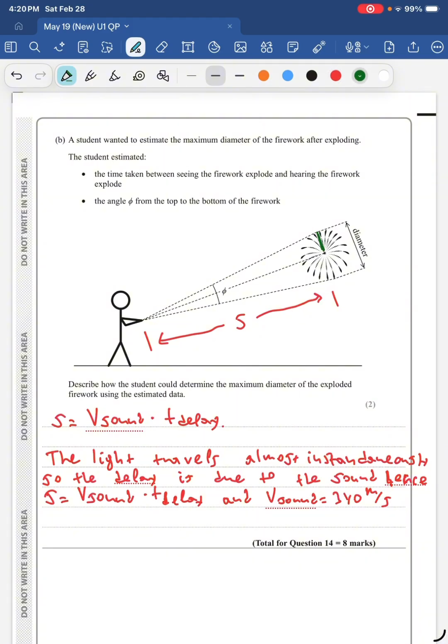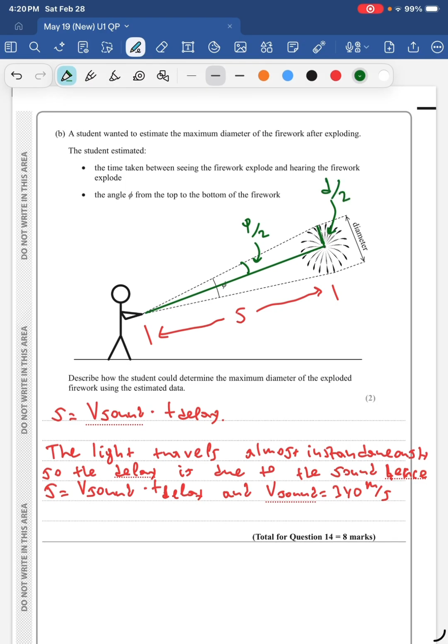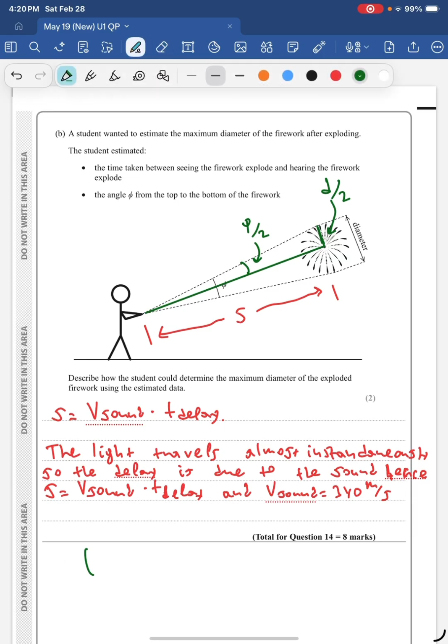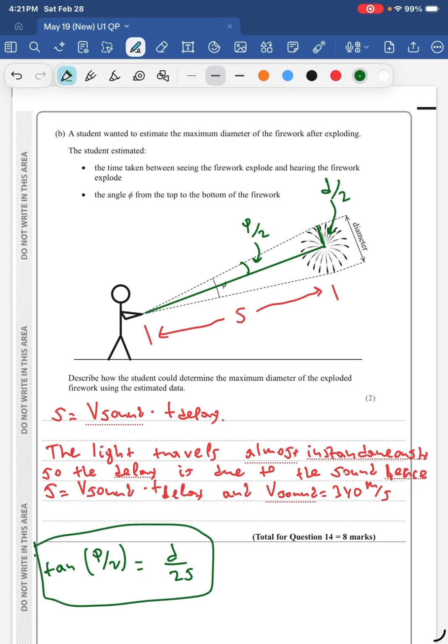So this and this make a triangle, right? And this is phi over 2, okay? And this is going to be, let's call this d over 2, the diameter. So tangent, not sine, tangent of phi over 2 is equal to d over 2 over s. Okay? And this is the answer. This is what they are asking.